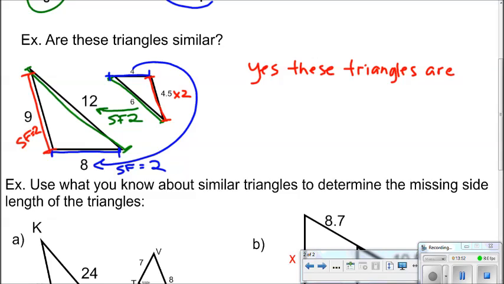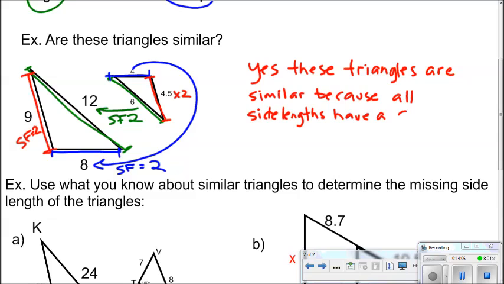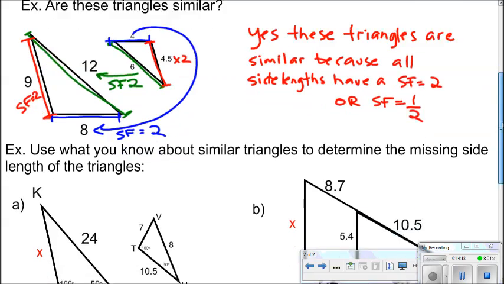And we don't even need to worry about the angles because if the side lengths are corresponding, the angles will also be corresponding. But this only applies for triangles. Okay, so the triangles are similar because all the side lengths have a scale factor of 2. Or if we wanted to think of the other direction, we could say the scale factor is 1/2. So you need to make a statement like this at the end of your work.